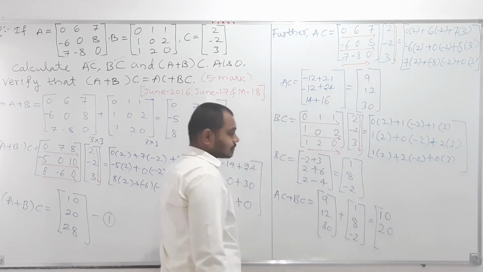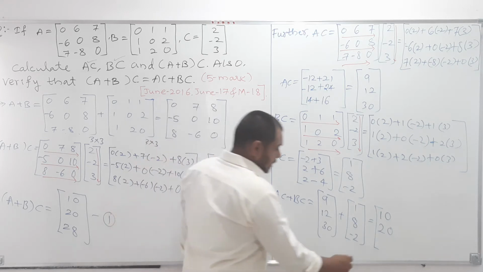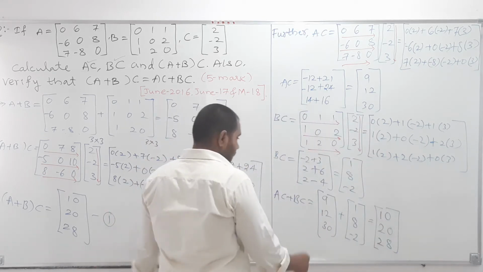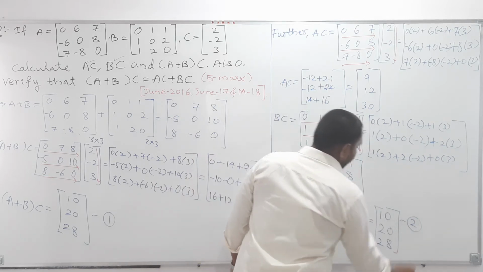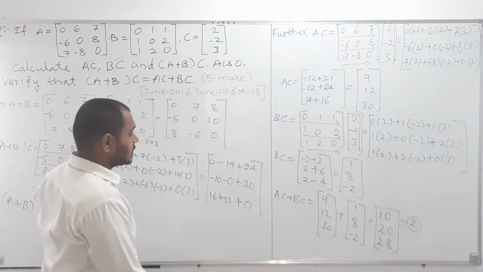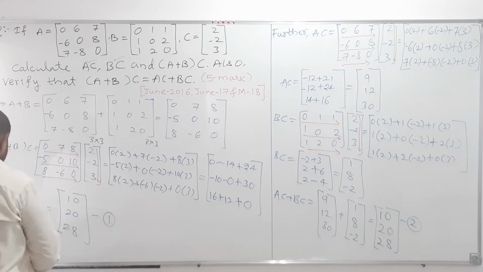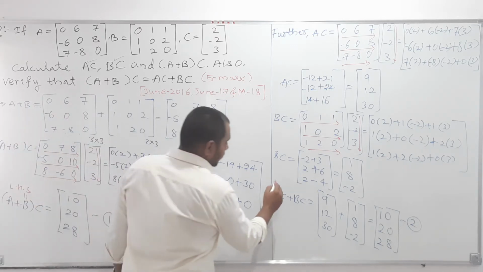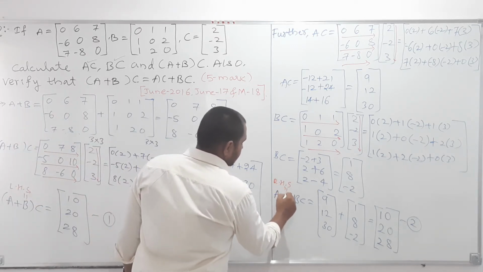Next, 30 minus 2 is 28. So my dear students, I will call this equation 2. Please see here, you can consider this value as LHS, and this value you can consider as RHS.